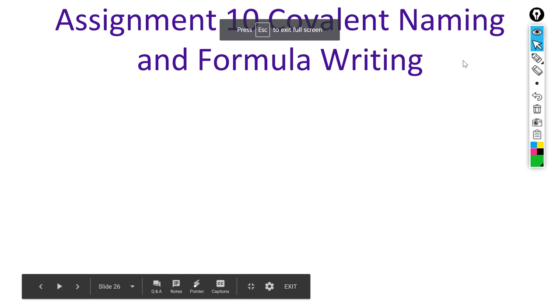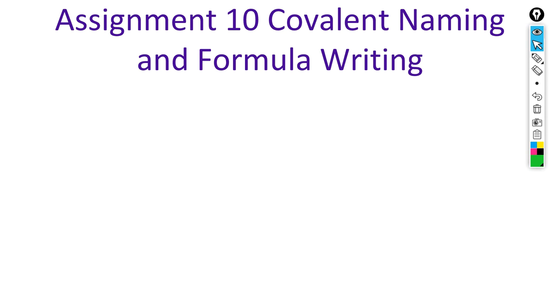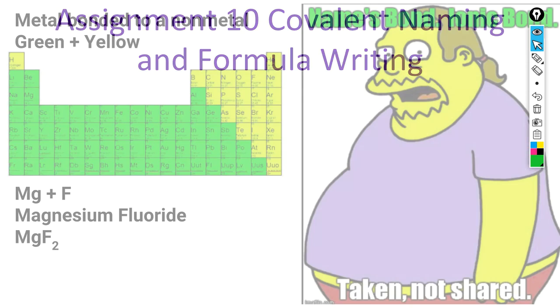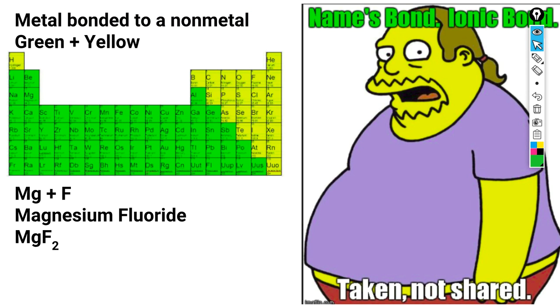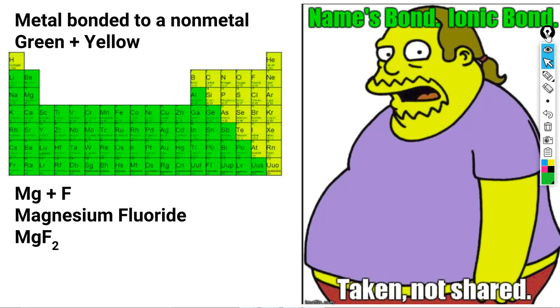Assignment number 10, covalent naming and formula writing. The naming and formula writing we've been doing up to this point has been for ionic compounds. Let's review that ionic compound naming and formula writing briefly.